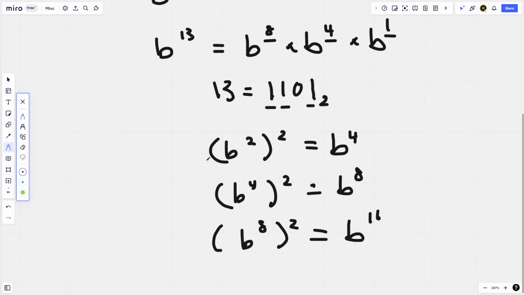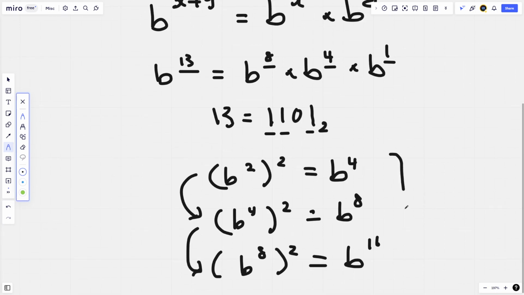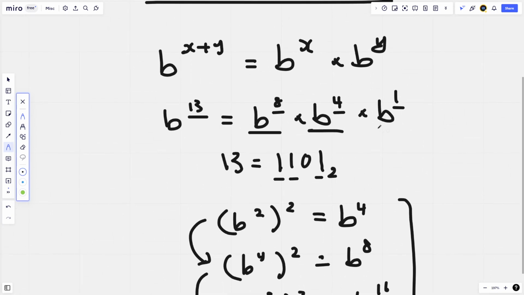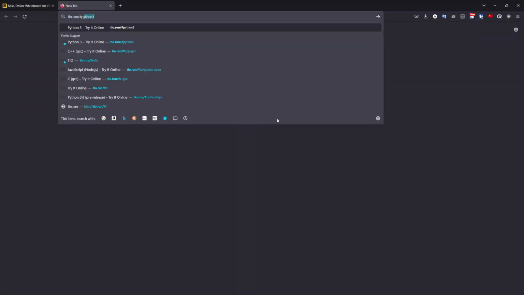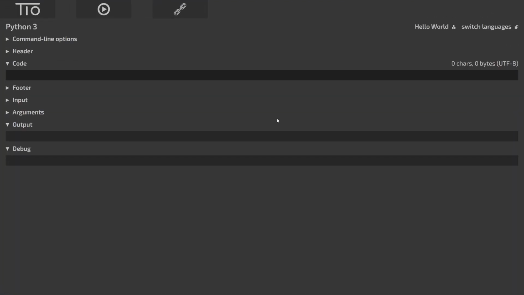So you'll notice that we only need to compute log 2 of the exponent number of different things to get all of the binary ones. And then we just need to combine the appropriate ones together to get the appropriate value. So what that means is we can take 1 billion, convert it into its binary representation, find b to the power of all of those powers of 2, and then just multiply together the appropriate ones. So for this, I don't want to do this in the terminal. I'll open this up and try it online.